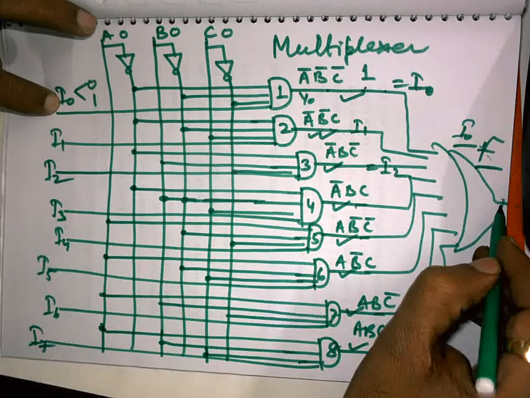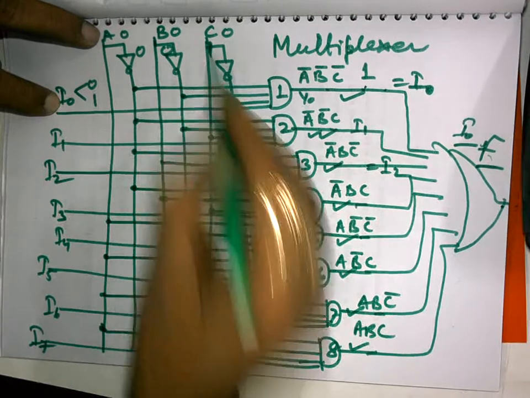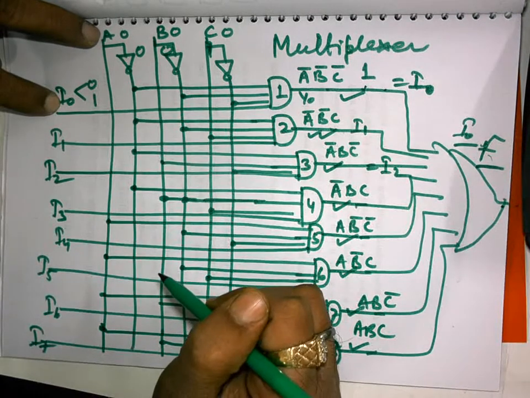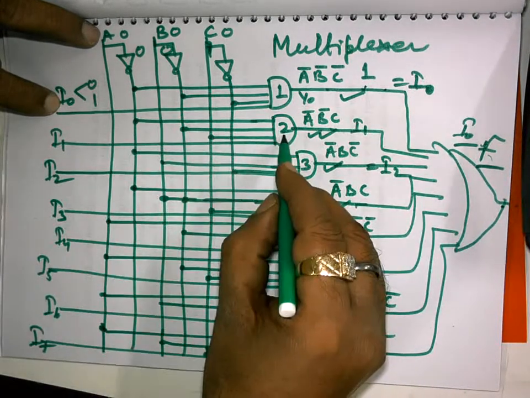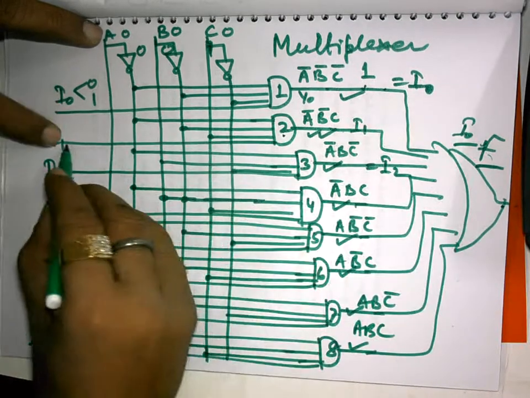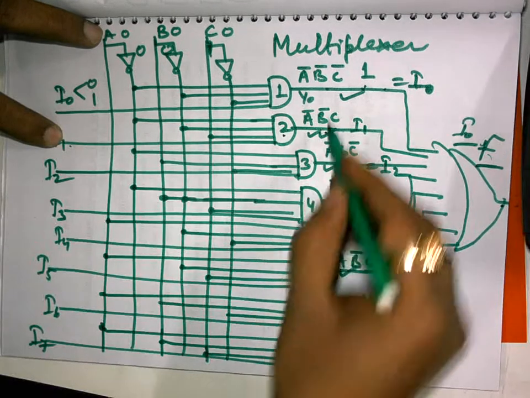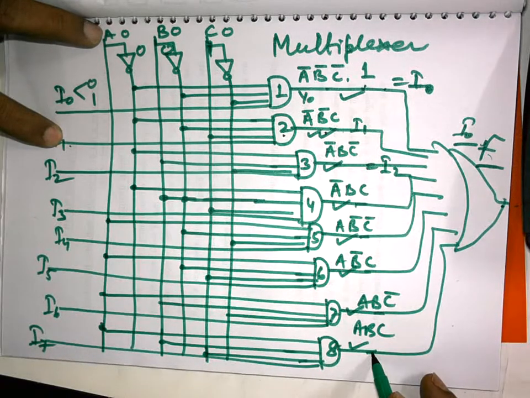Suppose you have put 0, 0, 1 over here. That means gate number 2 is 1 and it will show I1 at its output, and the rest of the outputs are 0.